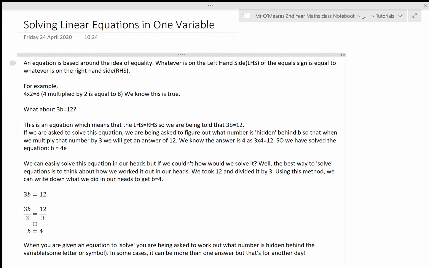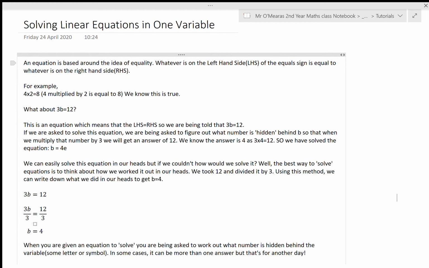We know that from our previous schooling. We know this is true. What about 3b equals 12? Again, we're told this is an equation because it has an equal sign in it. 3b basically means 3 multiplied by b. There's a hidden multiply sign that we don't write in these situations. You can put it in, but it's normally not there. We're being told that 3 times some number equals 12.